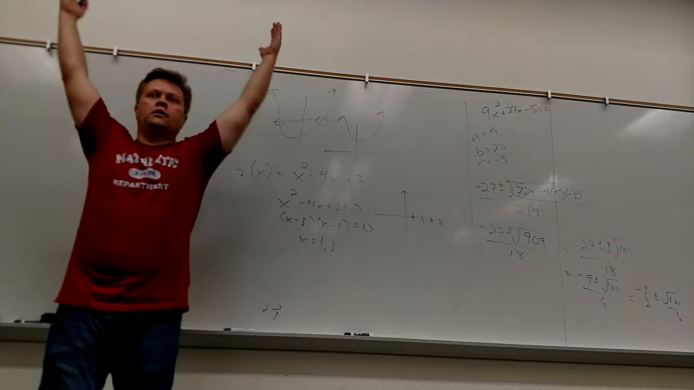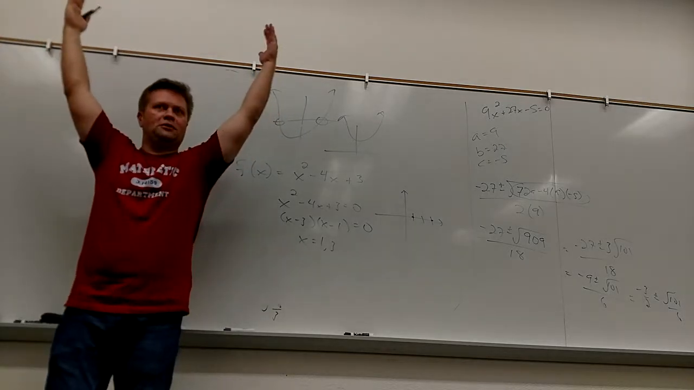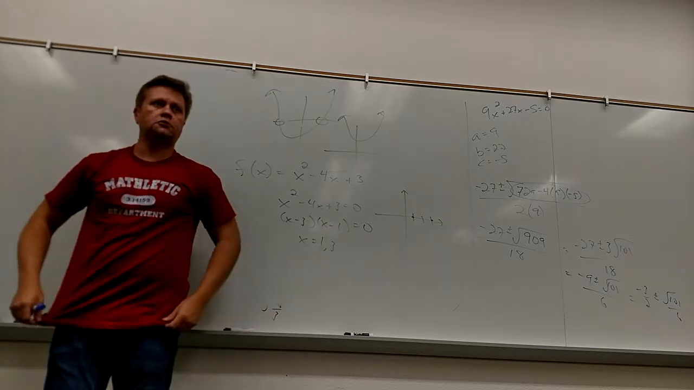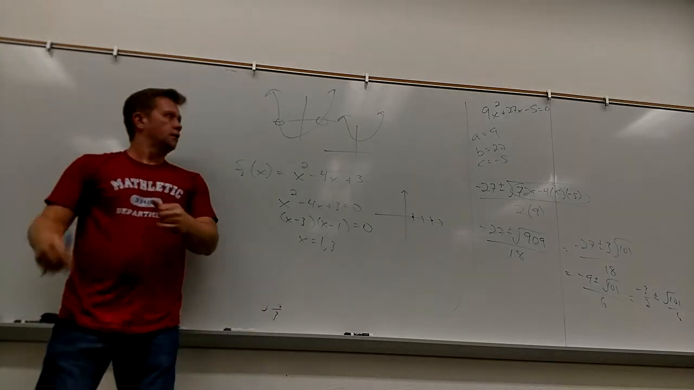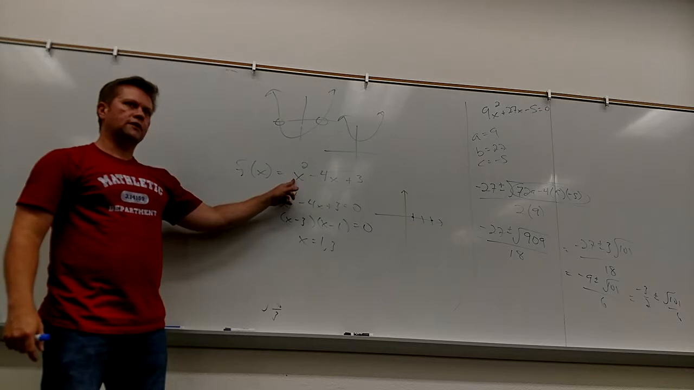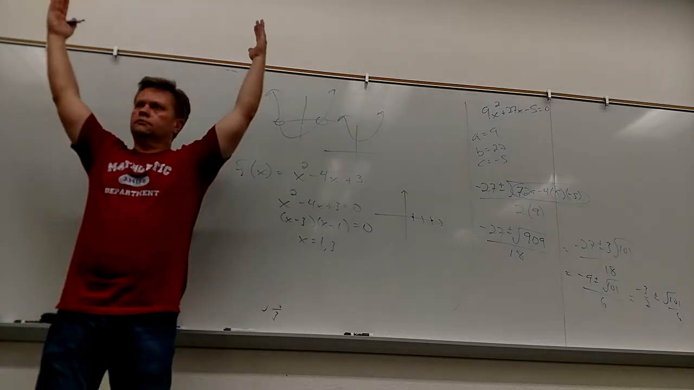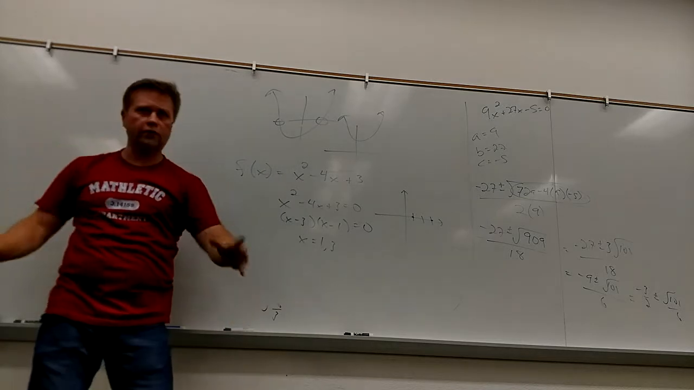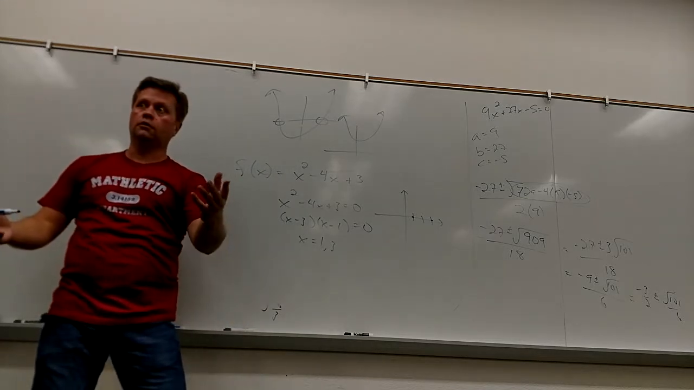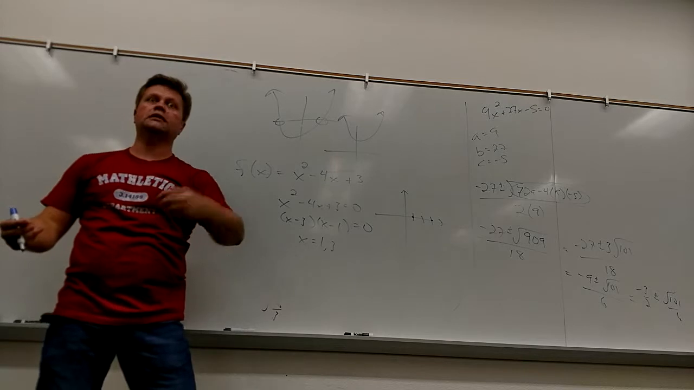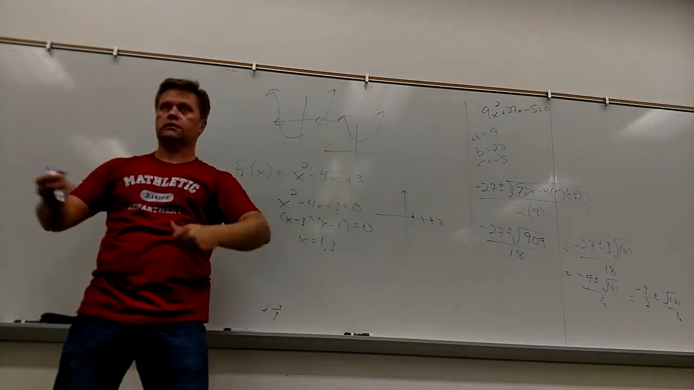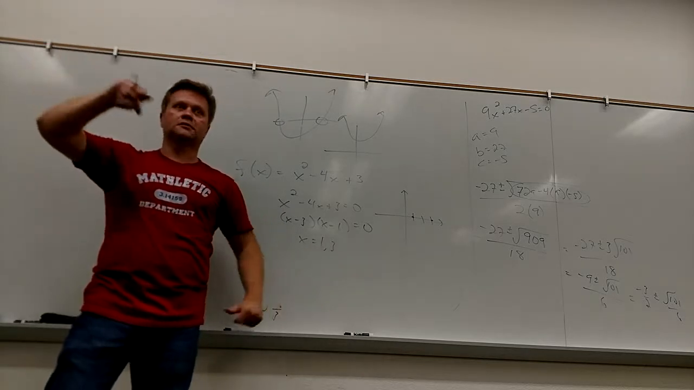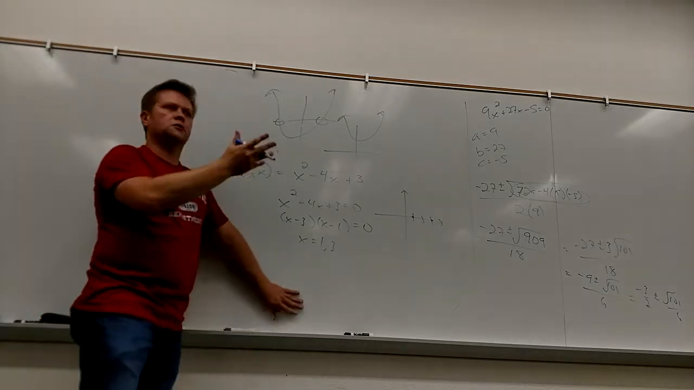Is this an up parabola? Does it open up, or does it open down? Do we even know how to tell that yet? I haven't told you yet, but do you guys know? Since this is a positive x squared, it's going to open up. If that was a negative something x squared, it would open down. That's it. It's sort of related to slope. If you take calculus, you'll see more, because calculus is the study of slopes of things that aren't straight lines.